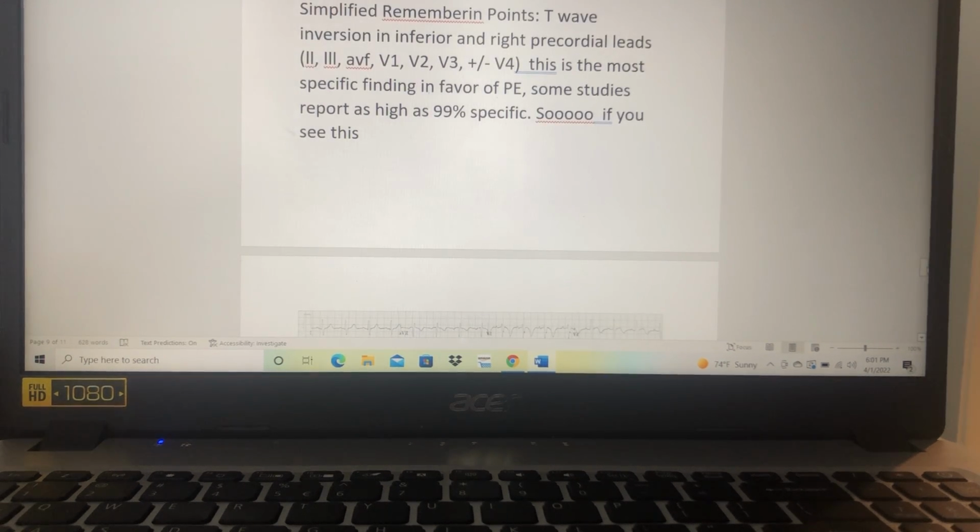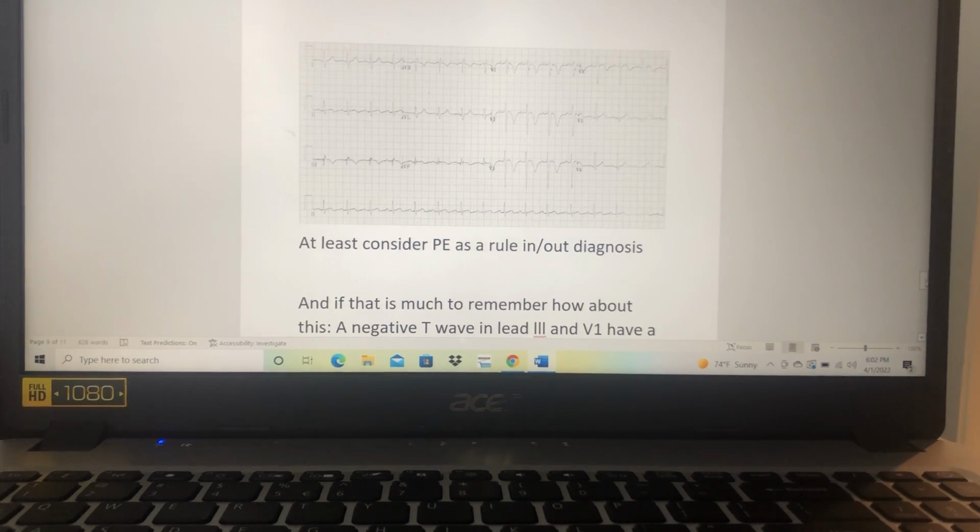So to simplify the whole class into a nutshell, if you have T-wave inversion in the inferior and right precordial leads, 2, 3, aVF, V1, V2, V3, plus or minus 4, like I said, that is the most specific finding in favor of PE. In fact, some studies have actually reported as high as a 99% specificity. So, if you see this, then you should be thinking possible PE.